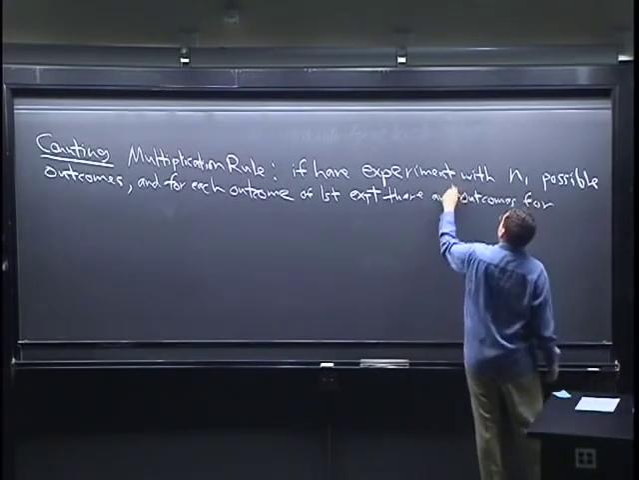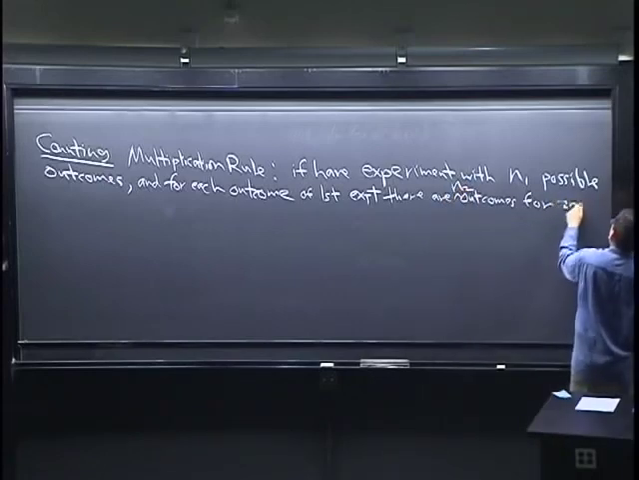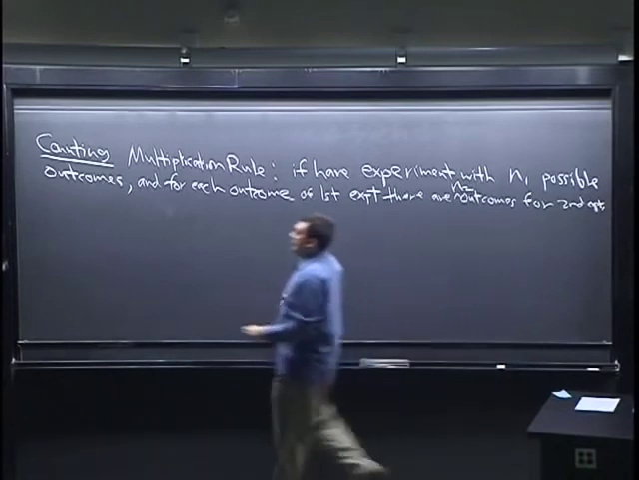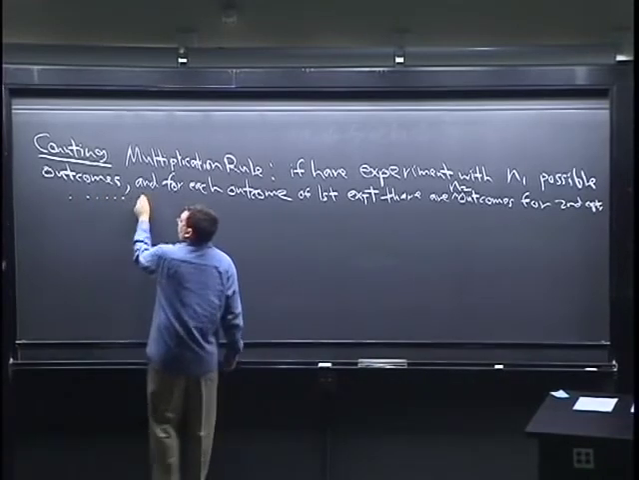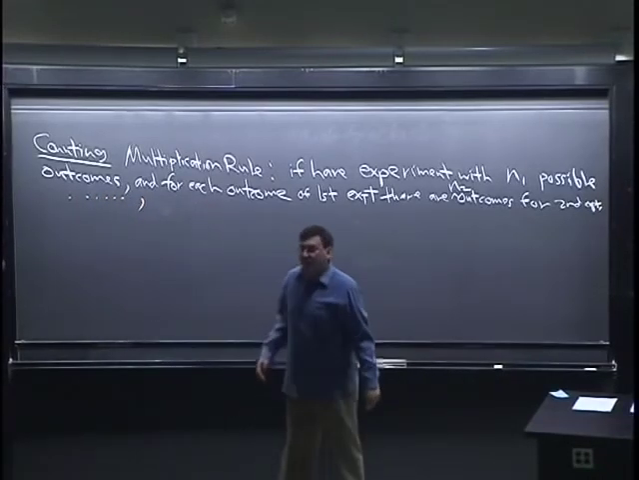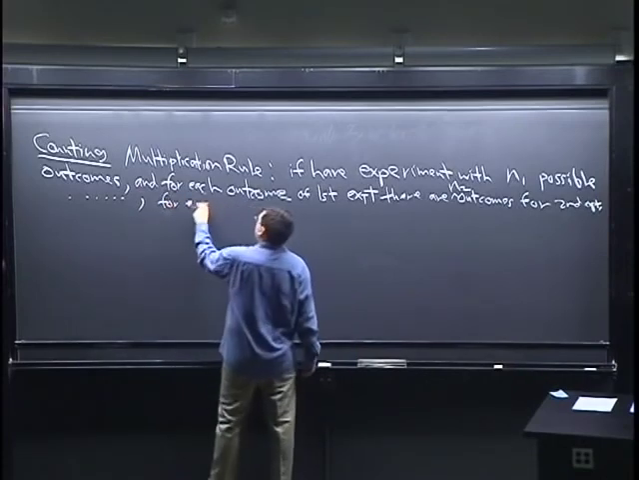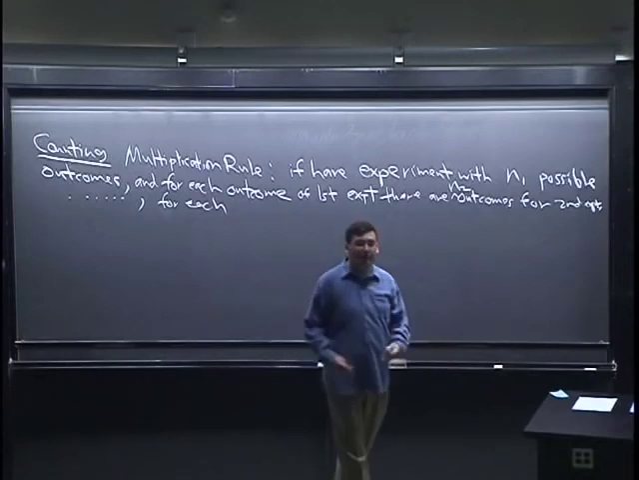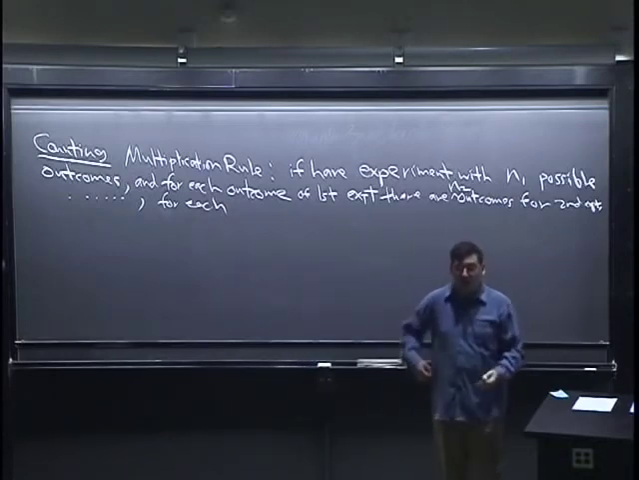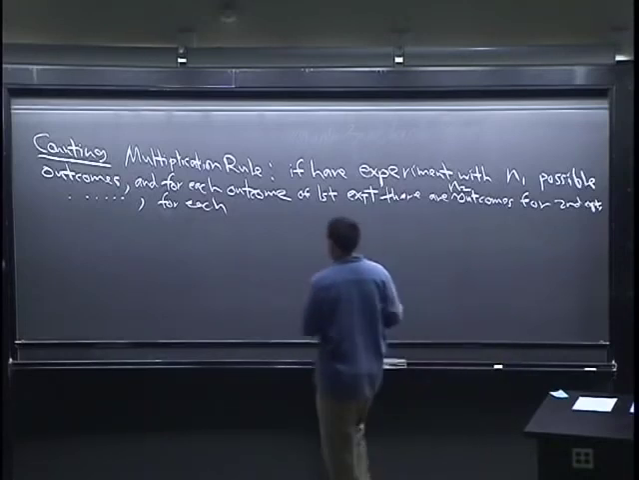That should be n2 here for the second experiment, etc. Do as many experiments as you want, so I'll just put dot, dot, dot. Let's say we're going to do r experiments, and there are n sub r. For each, no matter what happened with the previous r minus 1 experiments, there are n sub r possible outcomes for the rth experiment.